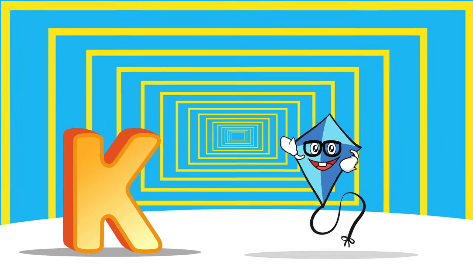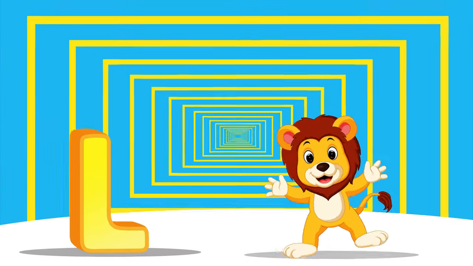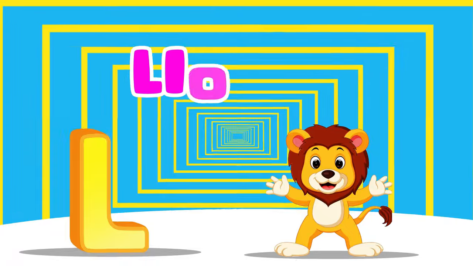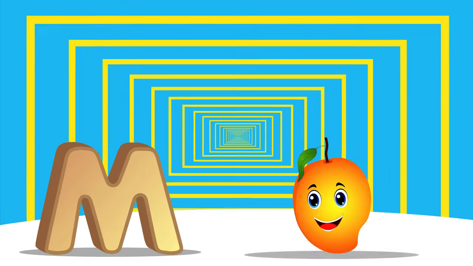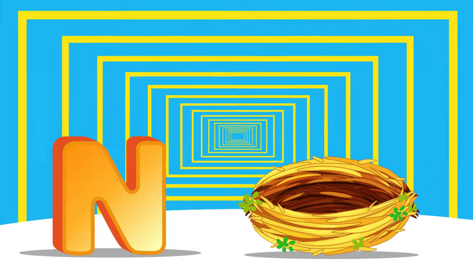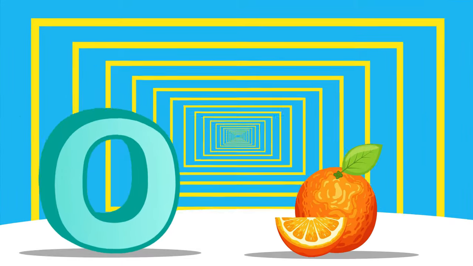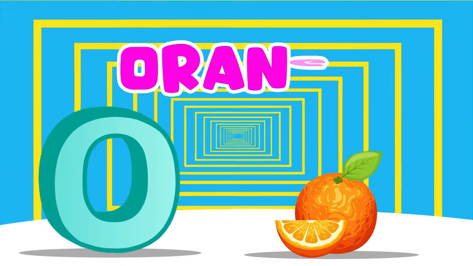Jug. K is for kite. Kite. L is for line. Line. M is for mango. Mango. N is for nest. Nest. O is for orange. Orange.